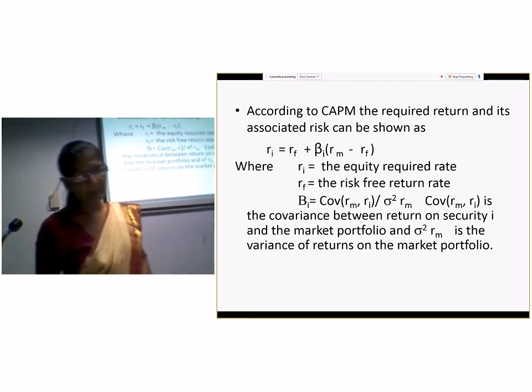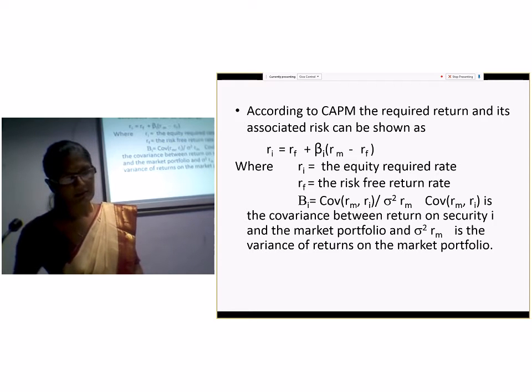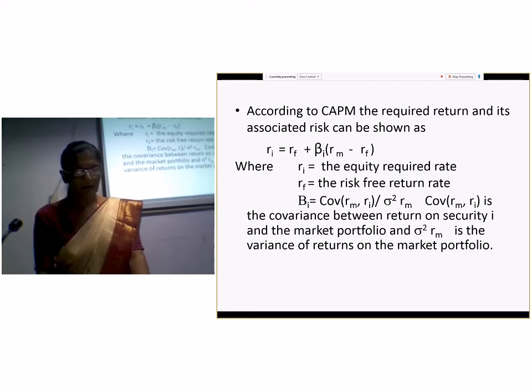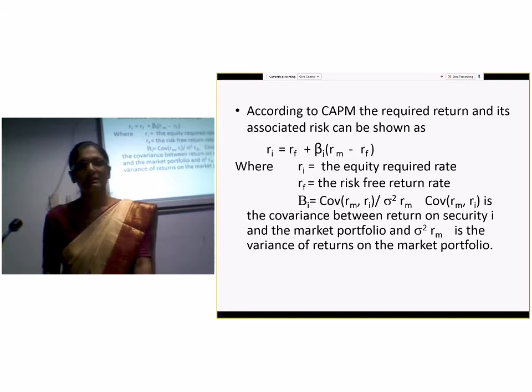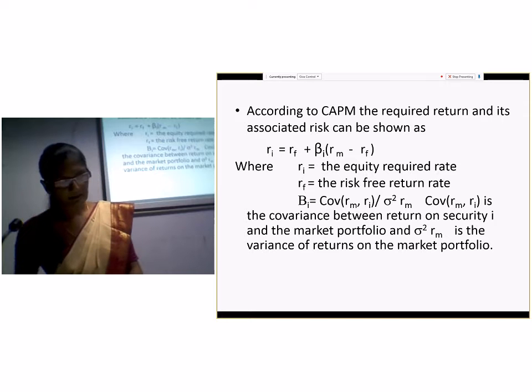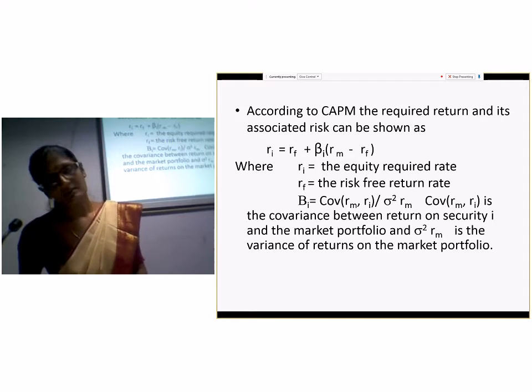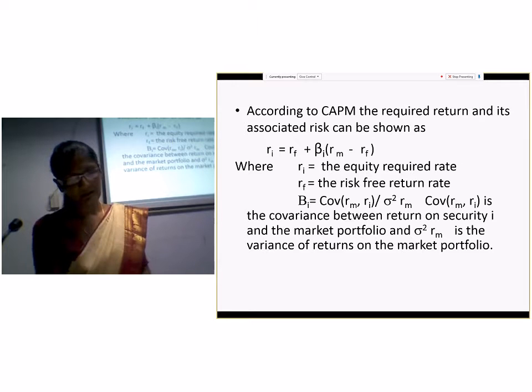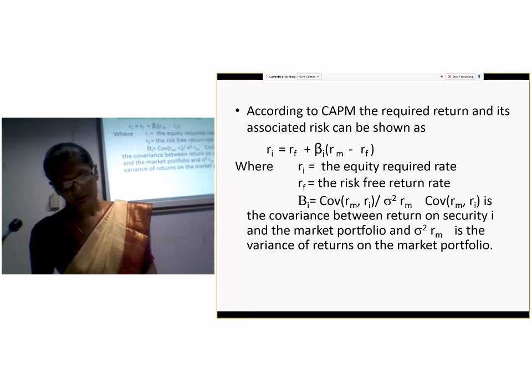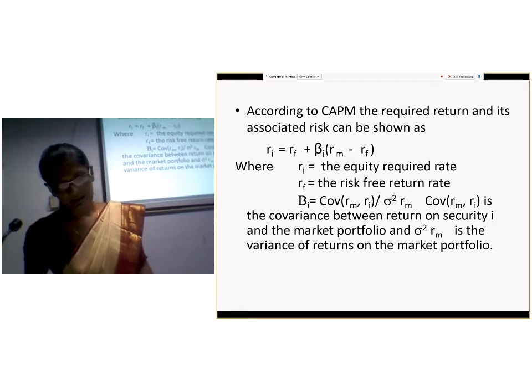Right, according to the CAPM, the required rate of return is associated with this equation. We know that R_i is the equity required rate, R_f is the risk-free return. We took it as the treasury bill rate, you can remember, right? Then beta_i is the covariance between the return on security i and the market portfolio, divided by the variance of the return on the market portfolio, right? Here we are defining beta. So this is the beta.